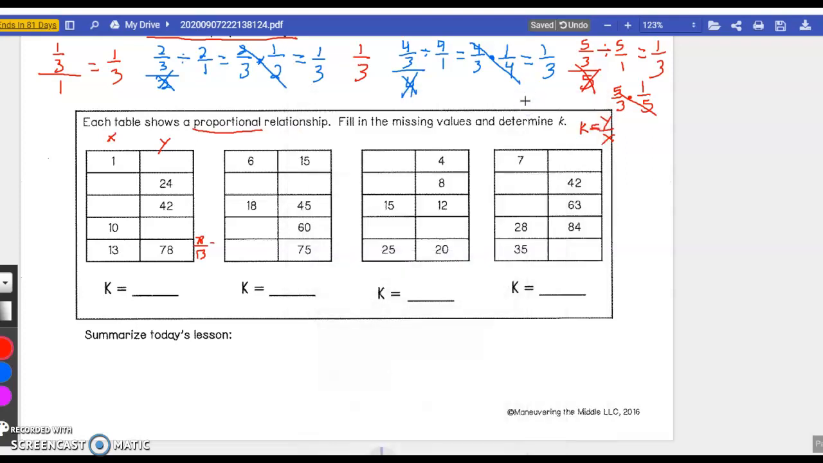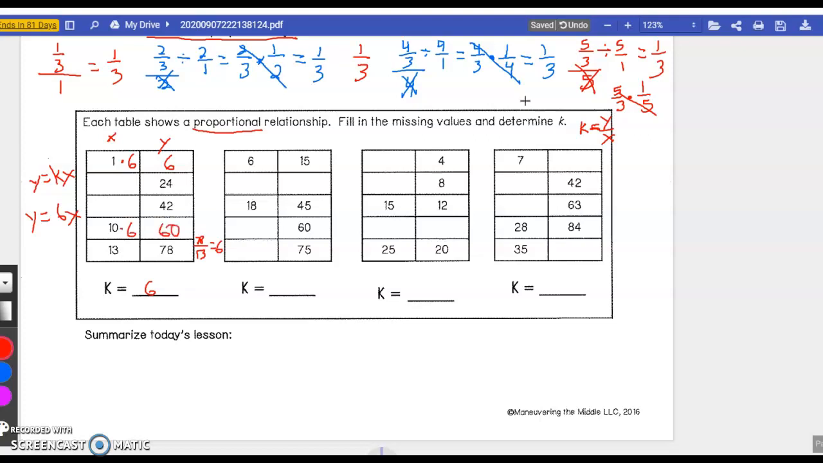Since we know it's proportional, we know that our k is 6. Now remember, what does that constant tell us? That constant tells us it's the number we're multiplying our x values by. So my y is going to equal 6 times whatever x is. So if these are x's here, 1 times 6 is going to be 6. 10 times 6 is going to be 60.